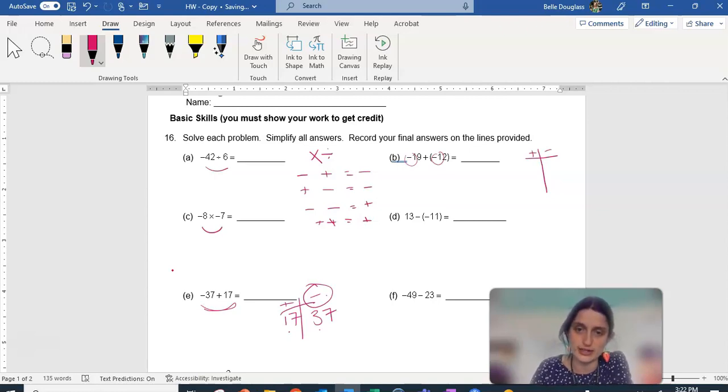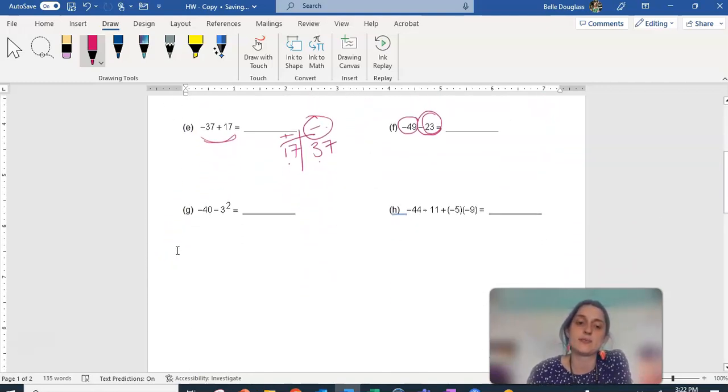Please remember that two negatives minus a negative is actually a plus. And this is 49 negatives and 23 more negatives. That's two negatives that you put together.